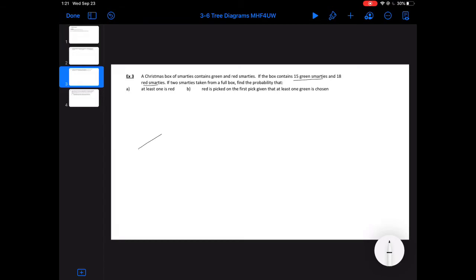Okay, so let's start up our tree diagram. So we're going to pick twice. On our first pick, we could get a red or a green. On our second pick, we could also get a red or a green. Same thing down here. So let's fill in our probabilities. So our first red Smartie, we've got 18 red Smarties out of a total of 33 Smarties in the box, 15 plus 18. Green is going to be 15 out of 33.